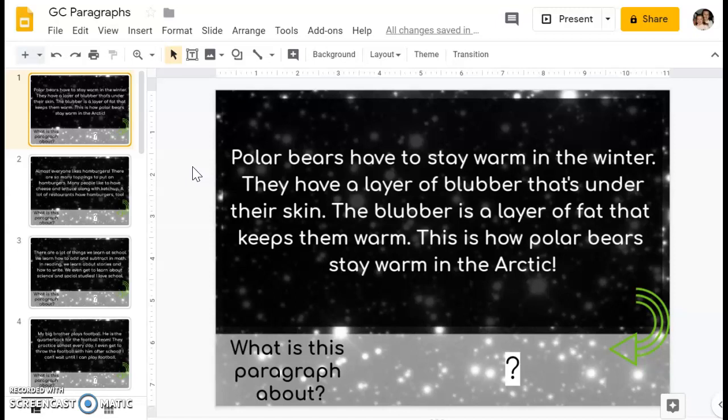Polar bears have to stay warm in the winter. They have a layer of blubber that's under their skin. The blubber is a layer of fat that keeps them warm. This is how polar bears stay warm in the Arctic. All right, then down below it says, what is this paragraph about?